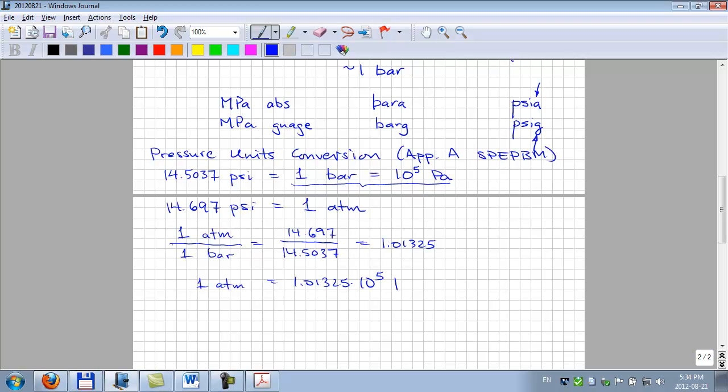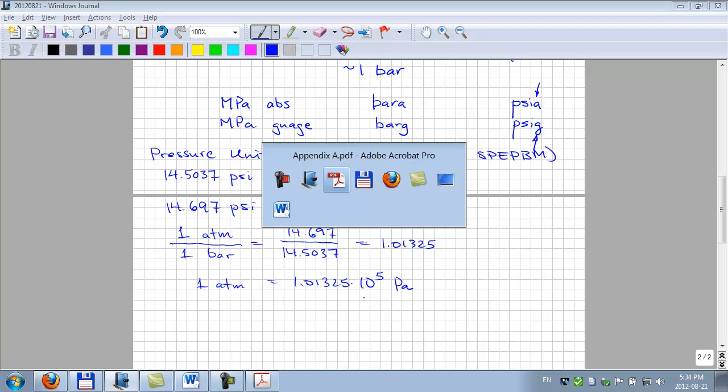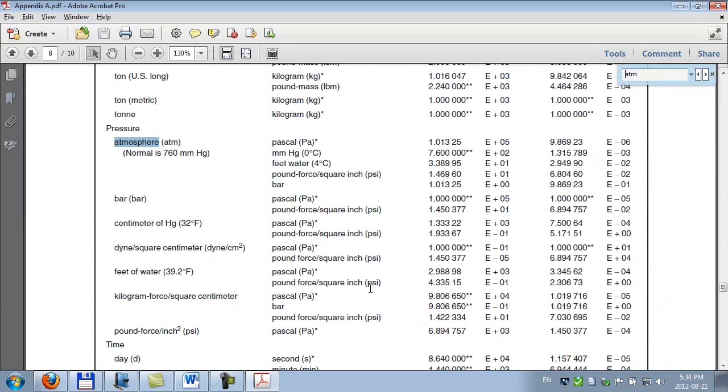10 to the 5th Pascal. But what we were looking for now was this kilogram force per... I'm not going to go there because we don't use it often enough. But we could figure it out with pound to kilo. Here it is, kilogram force per square centimeter. There it is. It's 1.01, almost about 1.02. There's a 2% difference between bar and kilogram force per square centimeter.